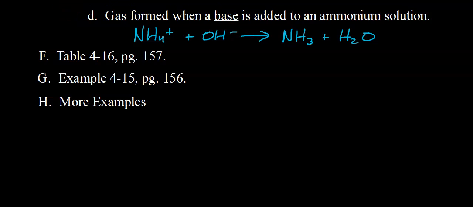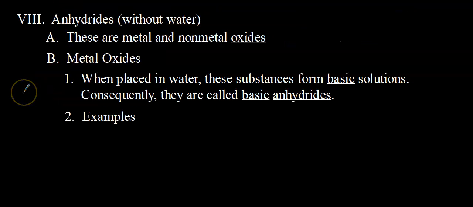Just let me know. All right, so last type of reaction, these involve anhydrides. The word anhydride here means without water. These are the metal and non-metal oxides. So we'll start off with the metal oxides. They go by another name. Actually, there's a couple names they go by. So let me read you what happens, then I'll give you the names. When placed in water, these substances, metal oxides, form basic solutions. Consequently, they are known as basic anhydrides or also basic oxides.